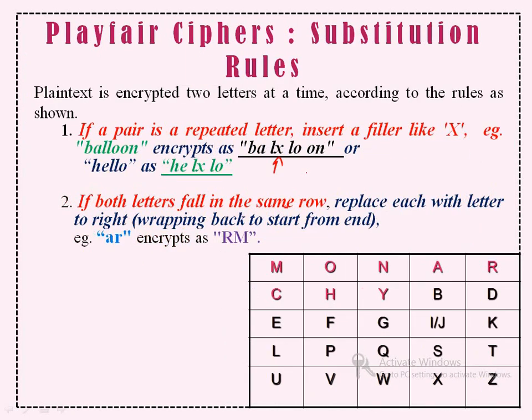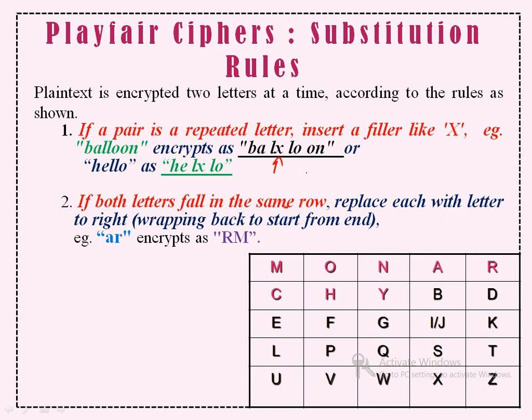Second rule is, if both letters in the table, in the key set, fall in the same row, just write it down in a short way. If they fall in the same row, then replace each letter with the one to the right.